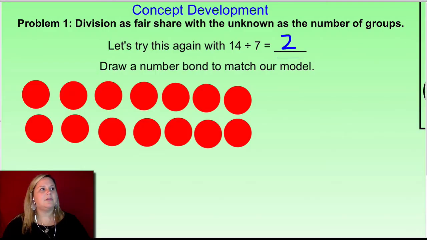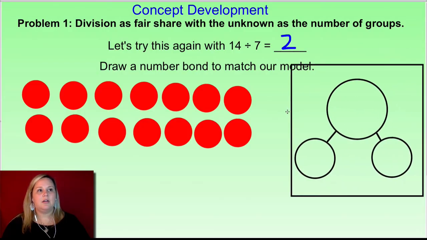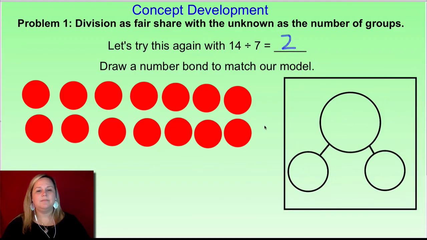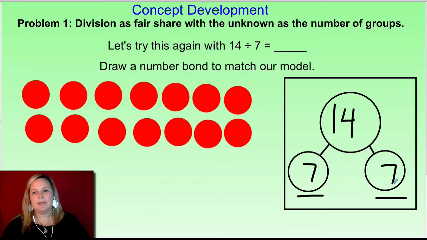Okay, so now what I want to do is take this and put a number bond that matches it. Remember, the big circle is going to be the total. So if I look at that, the total is 14. Then I have 1 group right here, and then I have a second group. Well, we know that there's 7 in each group, so your number bond that matches this would be a 14 in the large one because that's the total, and 2 groups of 7. Okay. Great job with that one, friends.